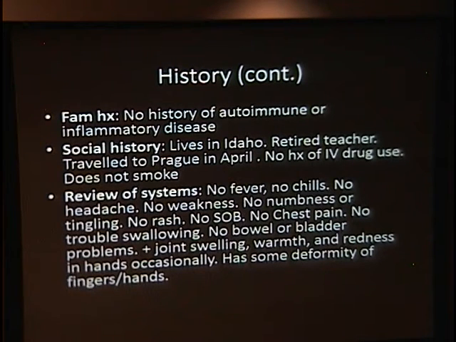She lives in Idaho. She's a retired teacher. She traveled to Prague in April of last year when we saw her. She has no history of IV drug use and she does not smoke. Her review of systems is only notable for joint swelling, warmth, and redness in her hands. And when you look at her hands, she has some deformity of her fingers and hands, almost like a rheumatological deformity, a rheumatoid arthritis.